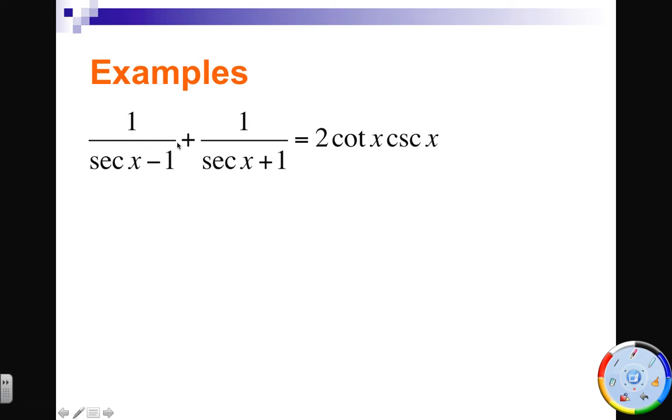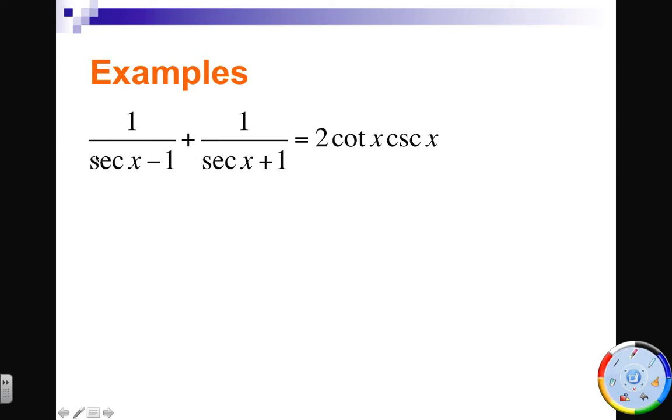So what I notice here is that I have 2 fractions. And on the right-hand side, I don't have a sum of 2 things. I have a product, which means I probably should combine these fractions. So I need common denominators. It's super nice that these 2 things are conjugates of one another because things are going to come out really nice here.